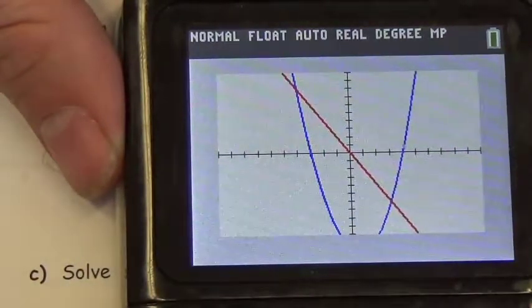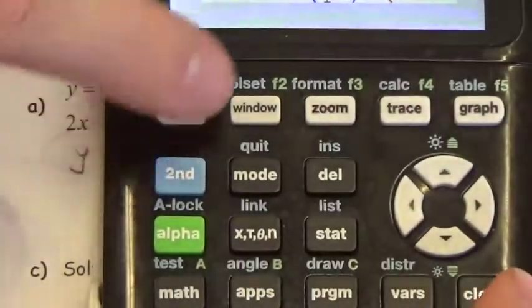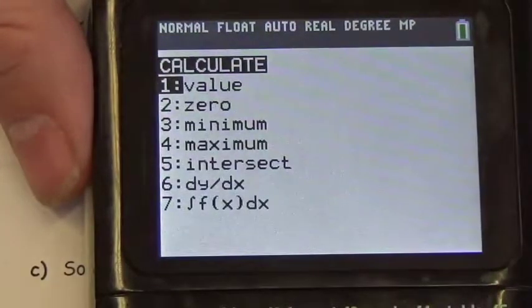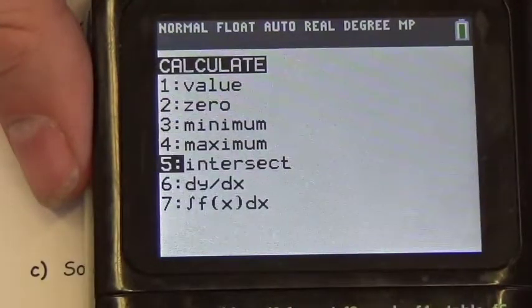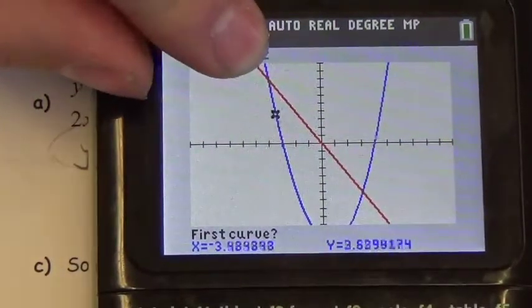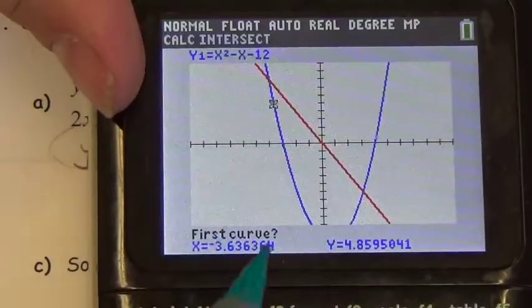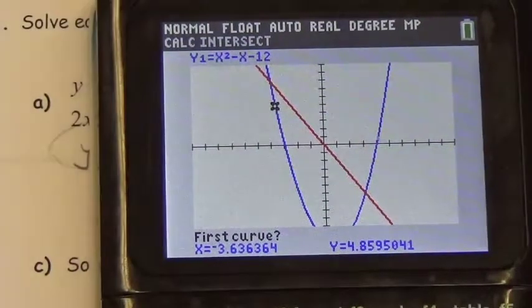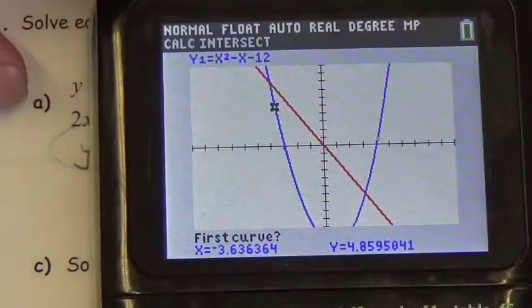so I really don't have to adjust anything. Now I will press second trace to get into the menu where I can do some calculations on the screen, and I'm going to look for the point of intersection, so I'm going to use intersect. I've got to take a look at my point here. I'm down here, so I'm just going to move to the left. There it is. Now I'm going to move my cursor close to the point of intersection. The calculator is asking, am I on the first curve? And the answer is yes. There's only 2 curves that I entered in, and that was the first one. So I'm going to press enter.